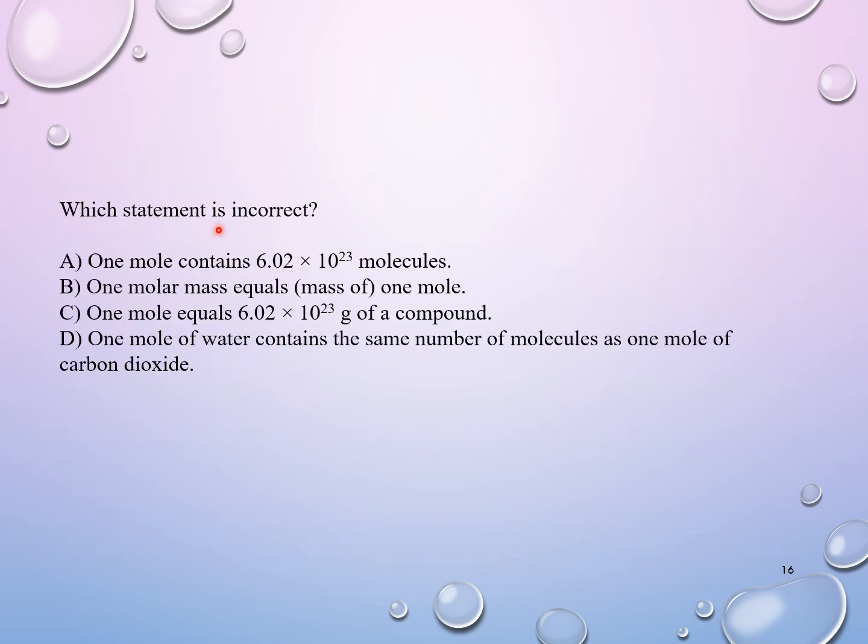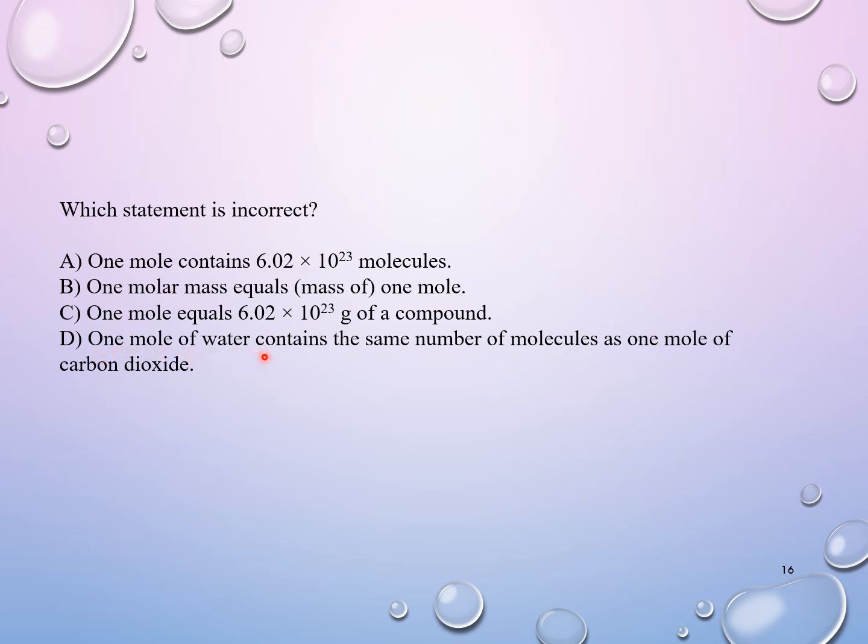Which statement is incorrect? 1 mole contains 6.02 times 10 to the power 23 molecules. Yeah, that's possible. That's correct. Molar mass equals mass of 1 mole. That's correct too. So the molar mass is for 1 mole. 1 mole equals 6.02 times 10 to the power 23 grams of a compound. That is not true because it just means the number of objects. It doesn't mean the mass. So C is wrong. Let's take a look at D.